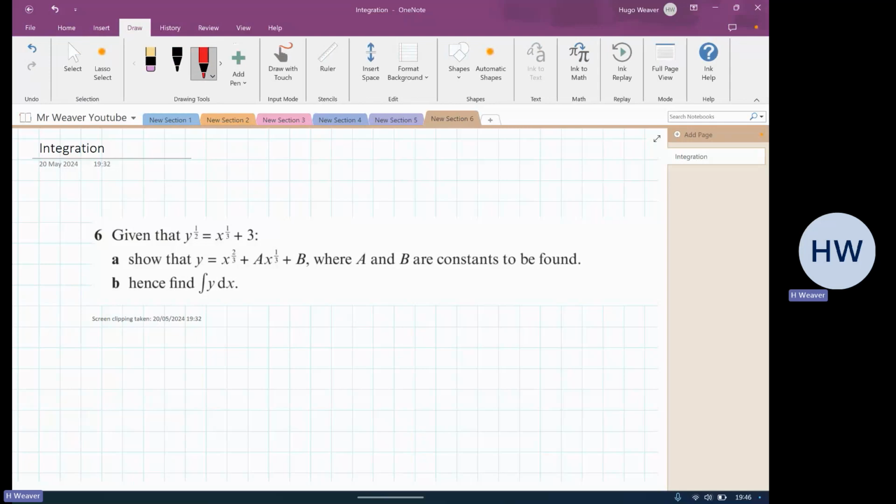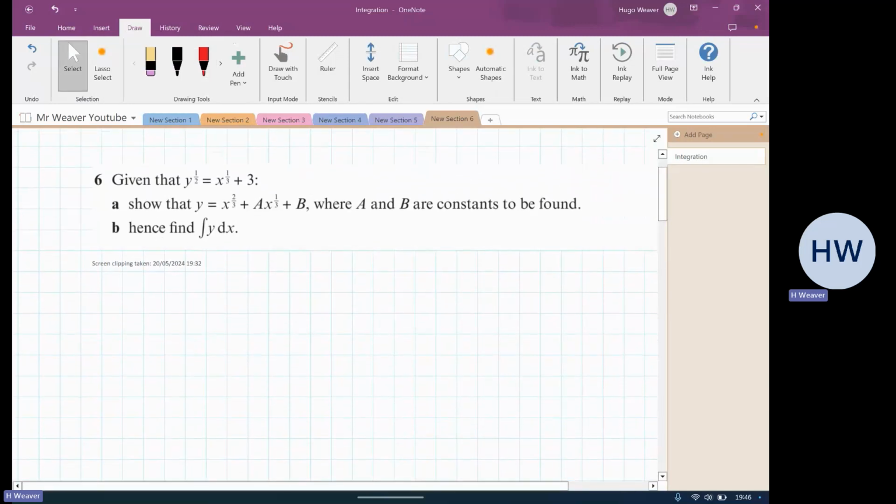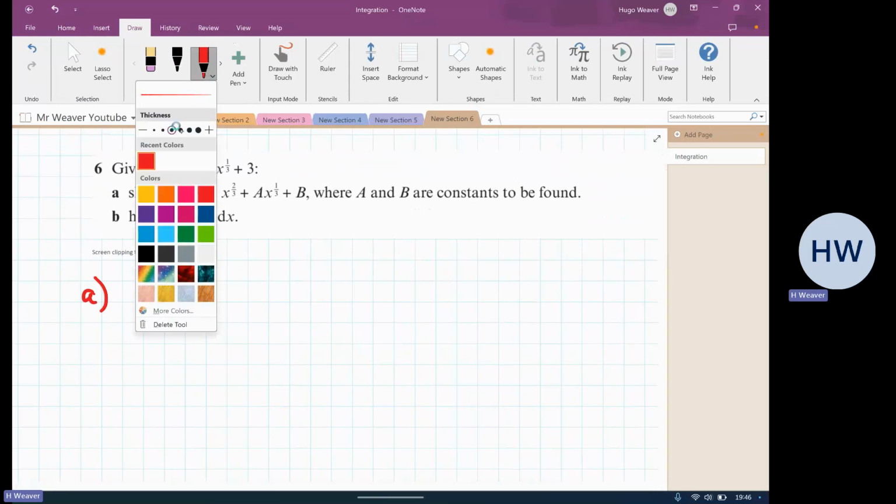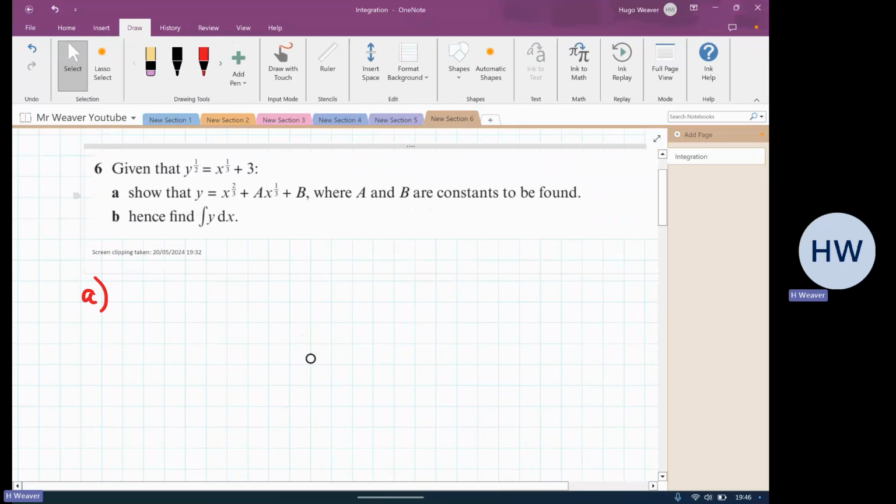So with this very first question, we've got, given that y to the power of a half equals x to the power of a third plus 3, show that y equals x to the power of 2/3 plus ax to the power of a third plus b, where a and b are constants to be found. Now with this question here, particularly with part A, a classic mistake, what people do is they square each individual term, which is not what you're supposed to do.